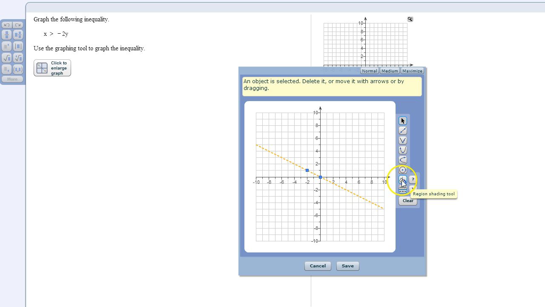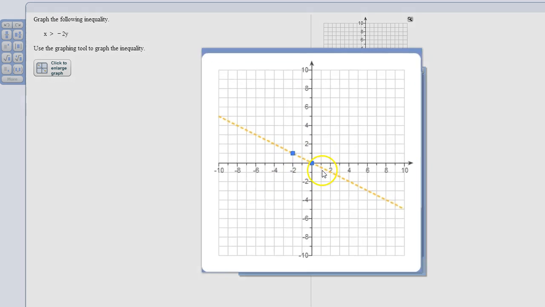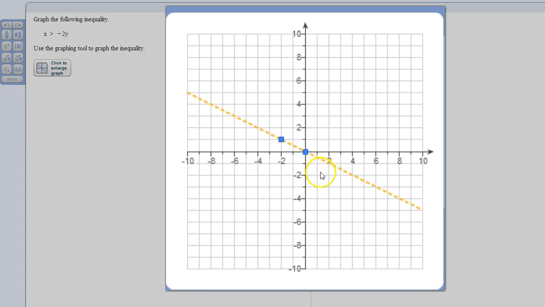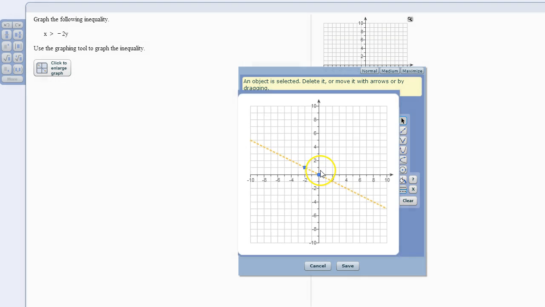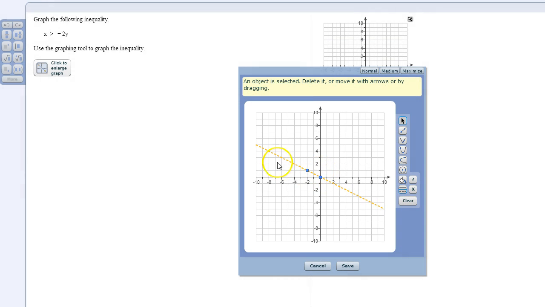Now the last thing you've got to do is shading. So this is the shading tool, and we are going to shade in the direction either above or below. There are 2 regions created by this line: a region above the line and a region below the line. All you have to do is pick a point in either region. It doesn't matter which region you pick, but just pick something easy to work with, like this point right here, 0, 1. X is 0, y is 1. That's a point that's not on the dashed line, so that's going to be your test point.